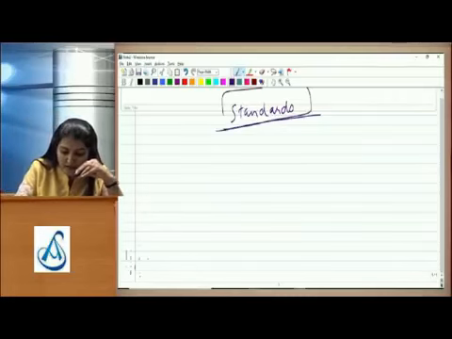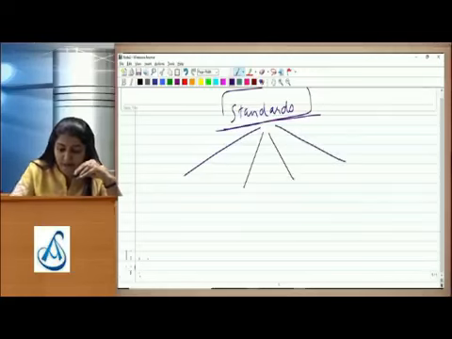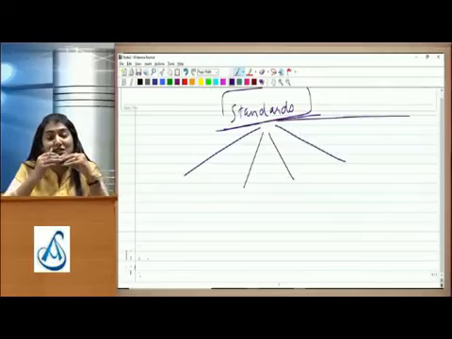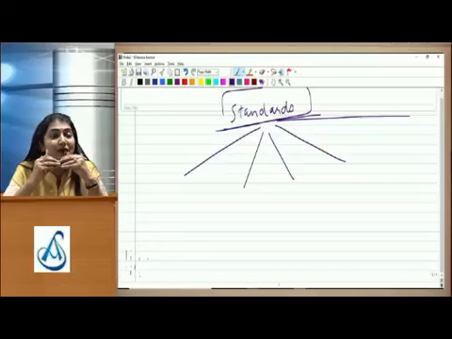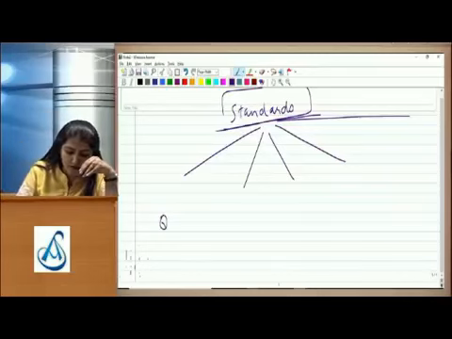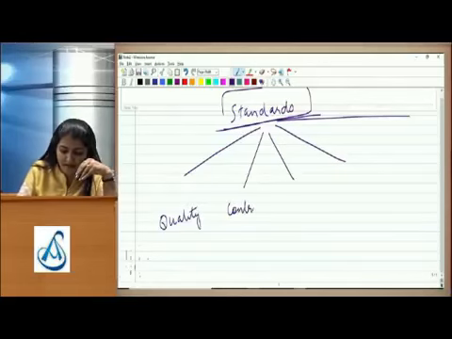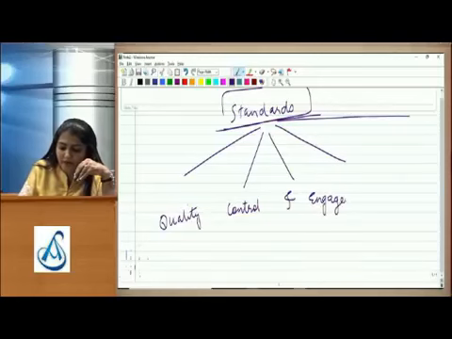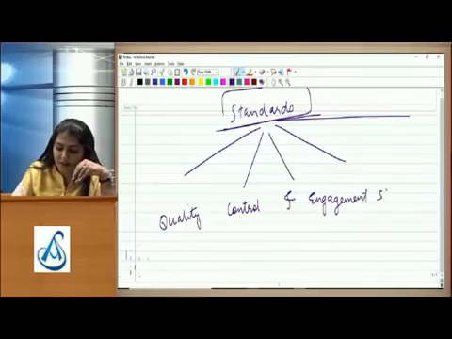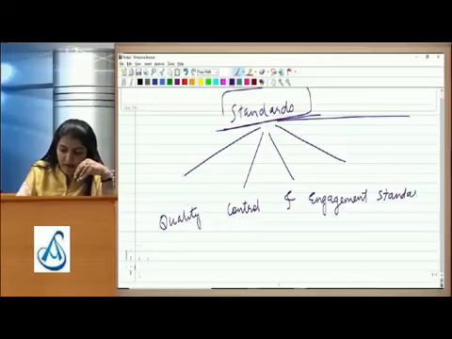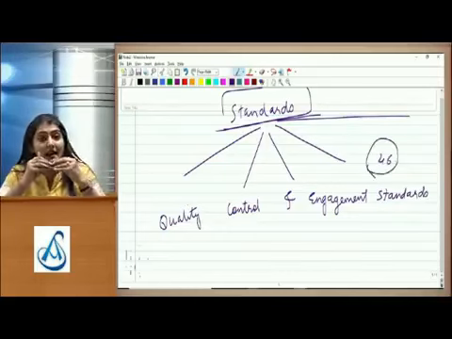As you might be knowing, these standards are of 5 types. If you look at the name of chapter 1, which is there in our books, it is called the Engagement and Quality Control Standards, or which could also be called the Quality Control and Engagement Standards. Yes, the quality control and the engagement standards. Right? Total 46 standards issued by ICAI.